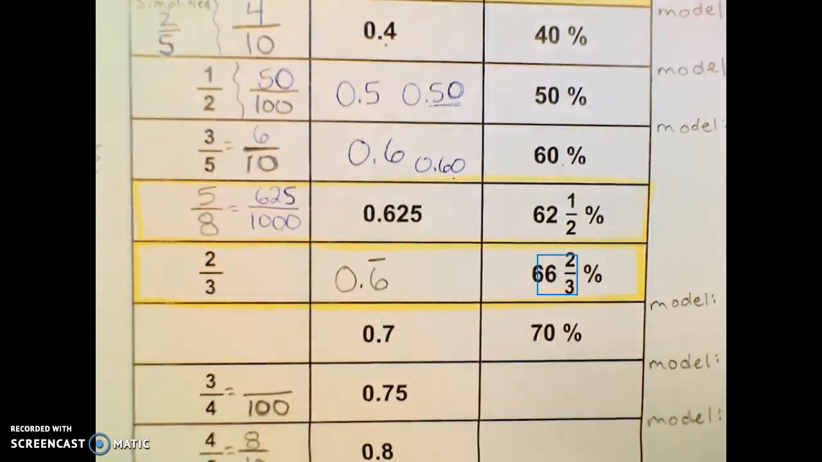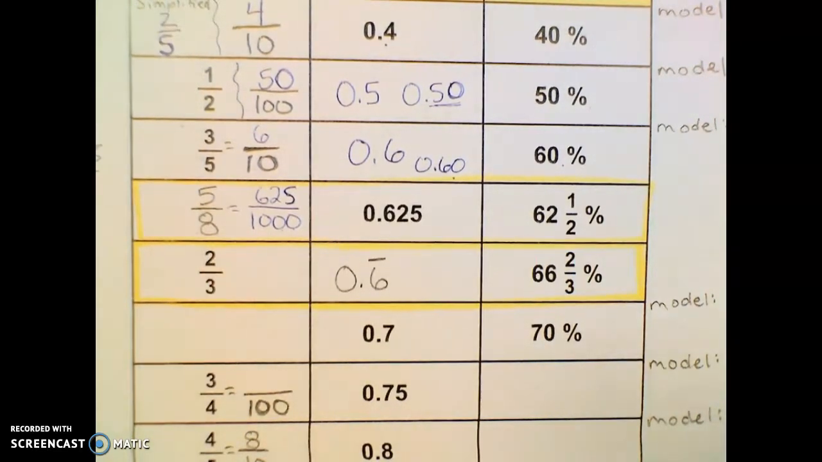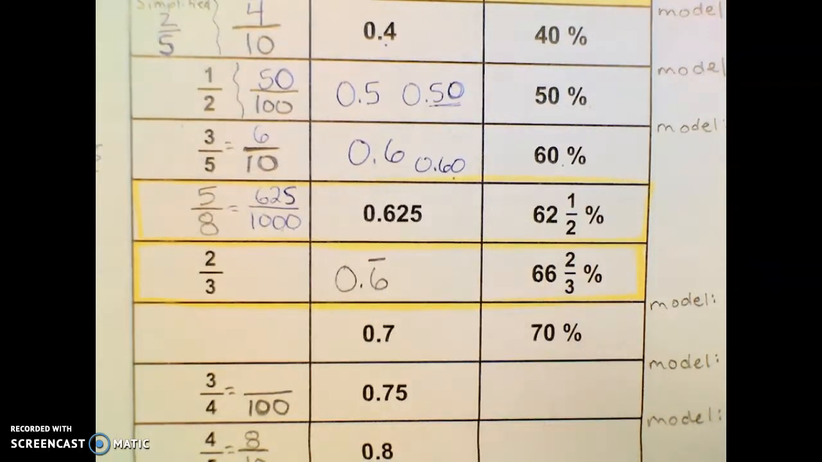2/3, again, if you memorize 1/3 is 0.33, 2 groups of that 1/3 would be 0.66666. So that's 66 2/3%. Making those connections can lessen what you have to memorize.